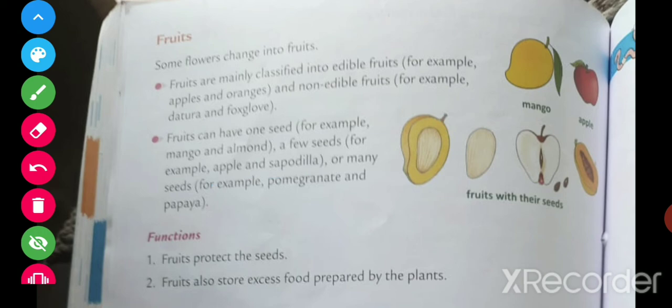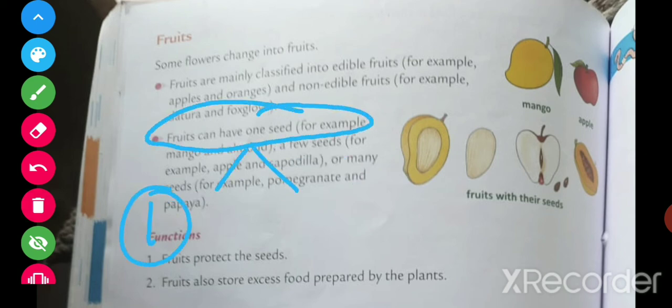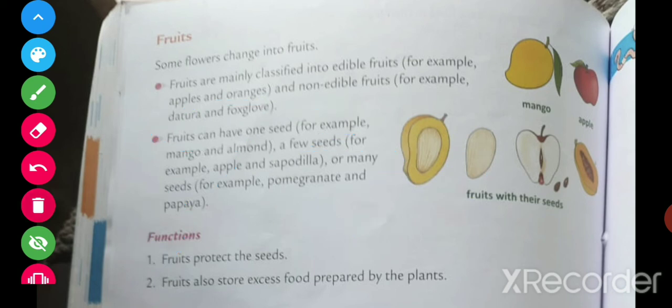But some fruits have many seeds, like pomegranate and papaya. You saw papaya. Papaya has many seeds inside, and pomegranate also has many seeds. It means some fruits have only one seed, some have more than one seed, and some have many seeds.